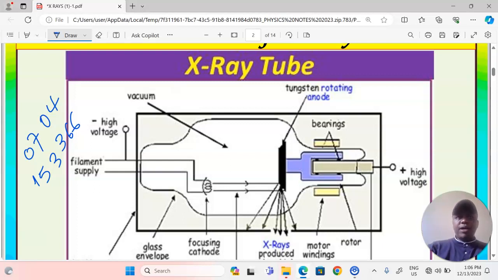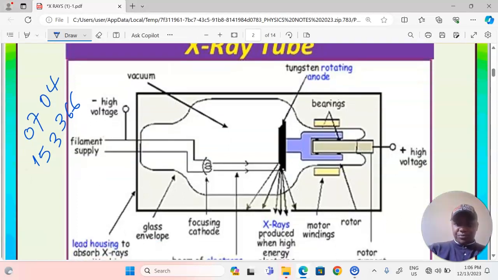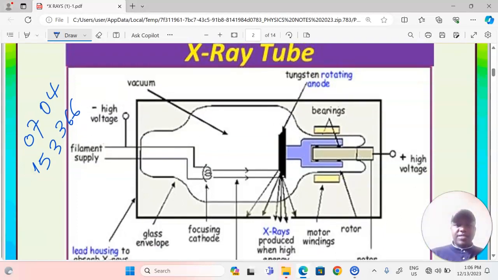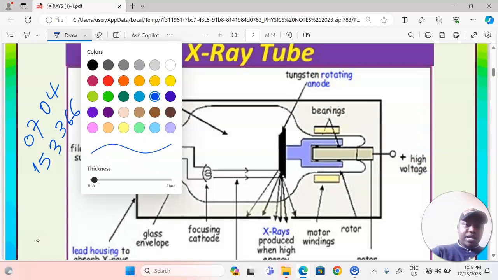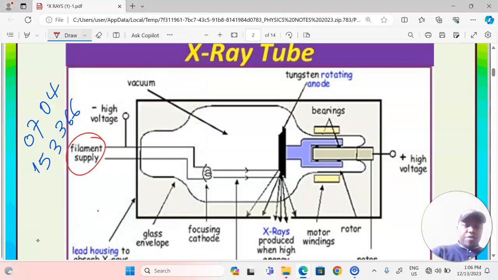It has several parts, but I'm going to discuss the major parts together with their functions and everything that pertains to the production of X-rays. Therefore, I will discuss the parts as I mention how the production of X-rays takes place. One, we have a filament supply. Let me use a different ink, red, because I can see they have used black. Yes, we have a filament supply.